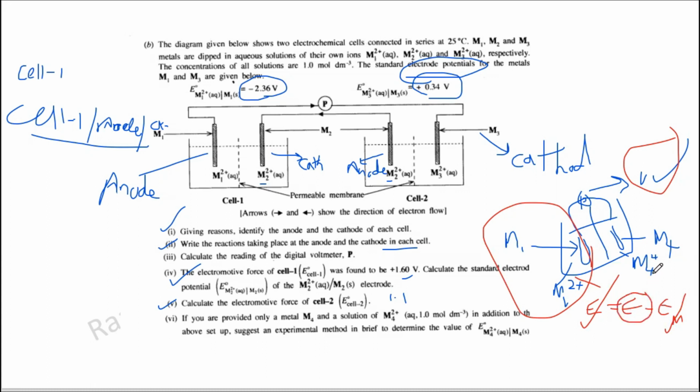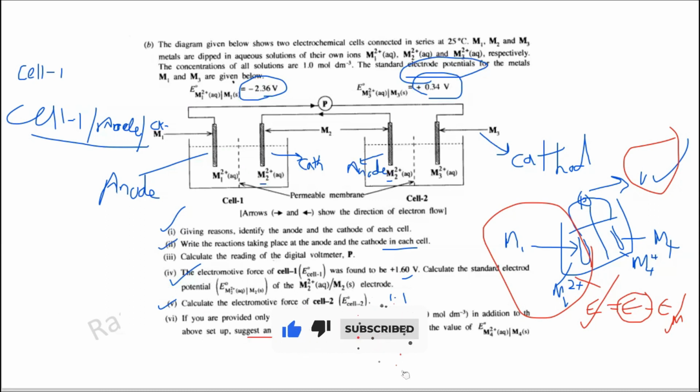But don't forget, M4 can be taken either as an anode or a cathode. If you take it as an anode, it will give either a positive or negative value based on its reduction potential. If we take it as a cathode, no worries, it is still going to give the same value, because the value does not change. So no problem in that.